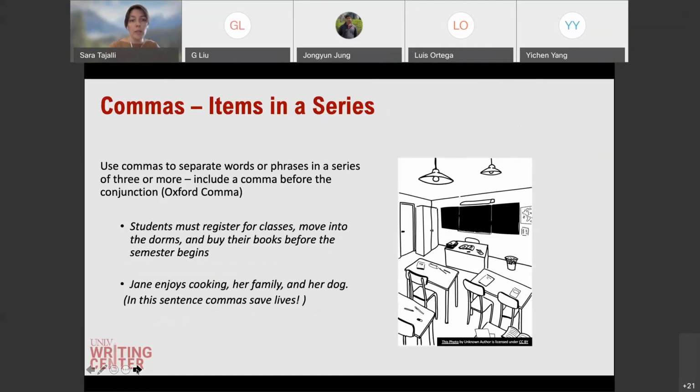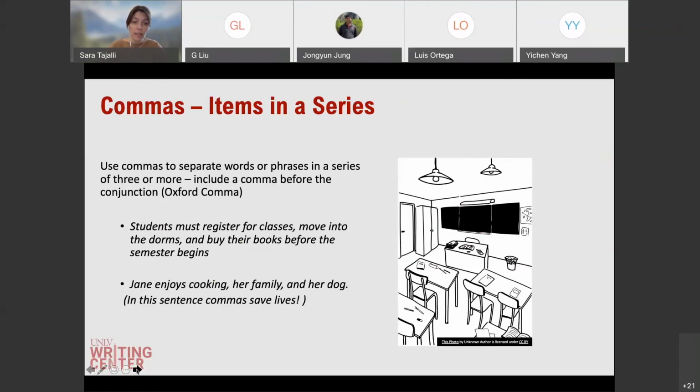Okay, and we also use commas to separate items in a series, especially if there's three or more. You want to include the comma before the conjunction as well. Some people don't, it's called the Oxford comma. When you have a comma before the conjunction with the "and": students must register for classes, move into the dorms, and buy their books before the semester begins.